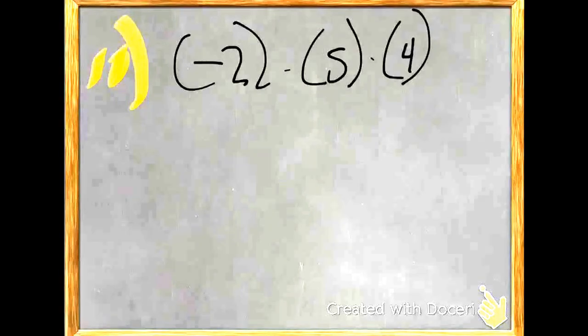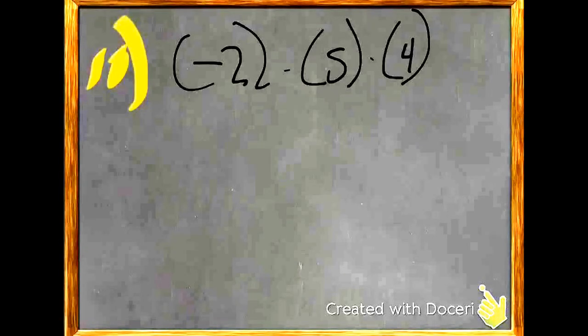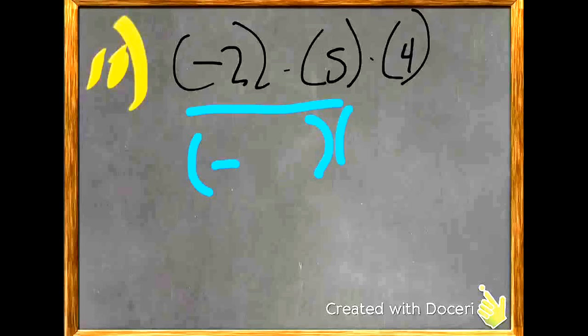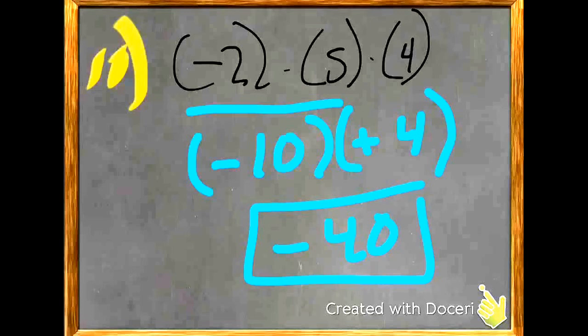Now we're multiplying. Let's just look at the signs. When we multiply those two, our answer is going to be negative. When we multiply those two, our answer is still negative. Different signs means the answer is negative. So 2 times 5, now I'm going to put in the numbers. 2 times 5 is 10. Bring down my 4. 10 times 4 is 40. And that should be a 40. There we go.